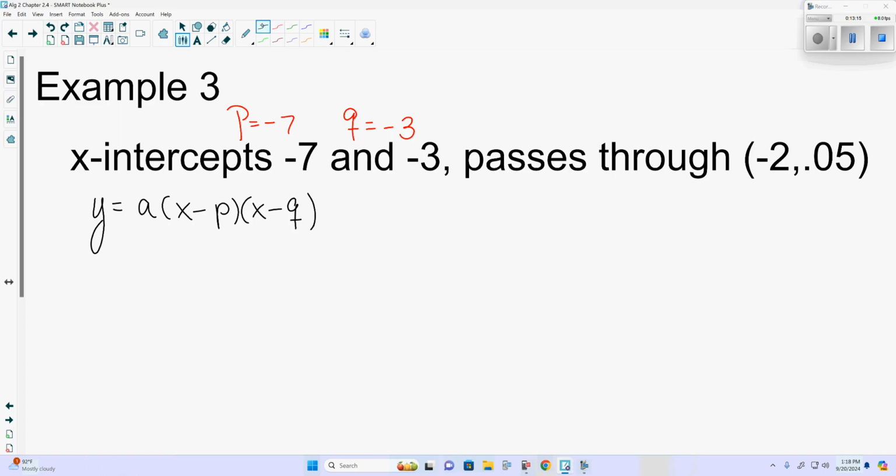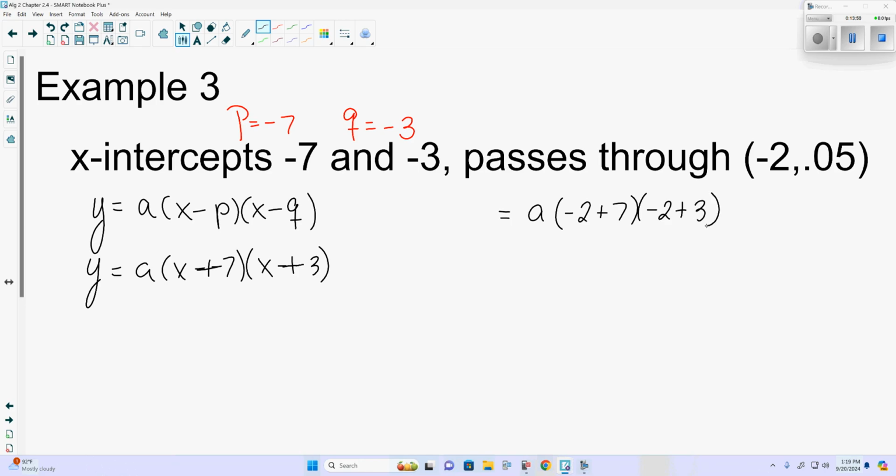So, y equals a times x minus negative 7 times x minus negative 3. Our negative 7 and negative 3 become plus 7 and plus 3. Questions on this here? So we get how we got to this point, yes? Well, they gave us a point. So that still means if I plug negative 2 in for x, and this time we're plugging it into both x's because it showed up more than once, this should equal 0.05.